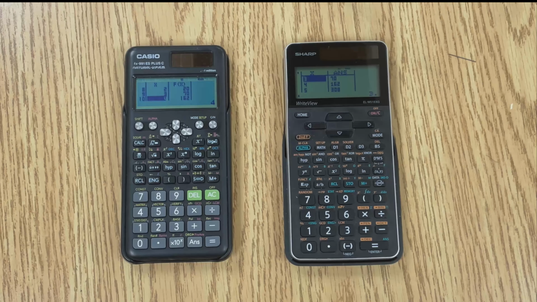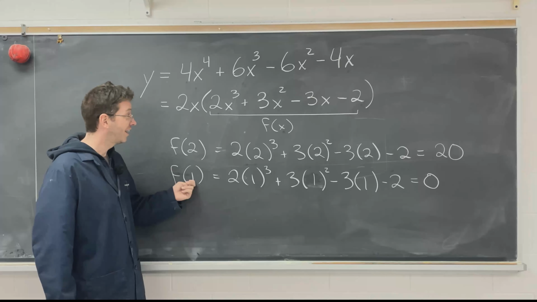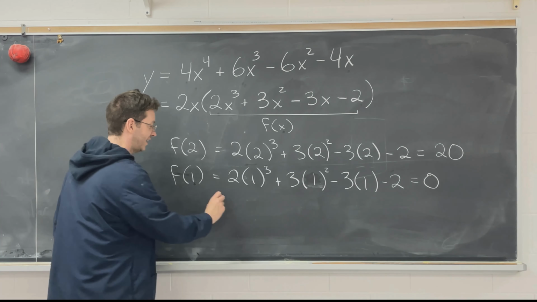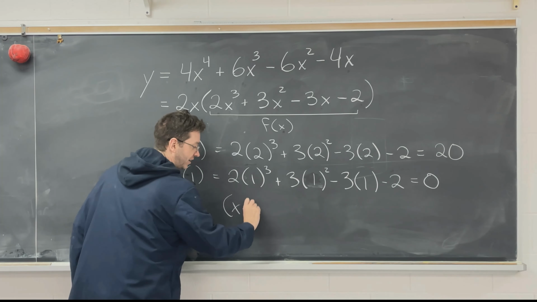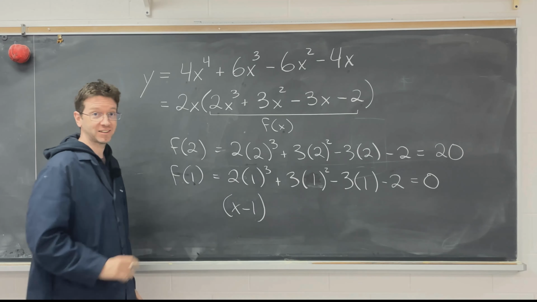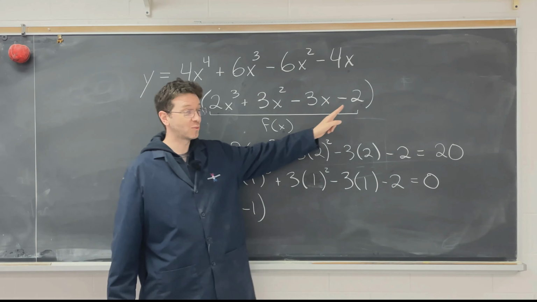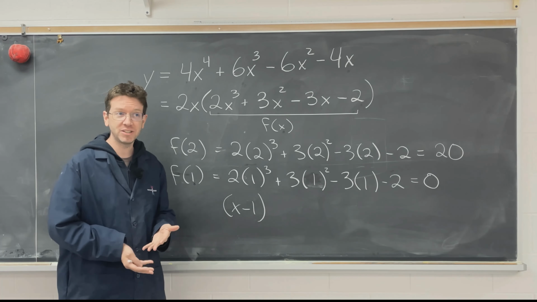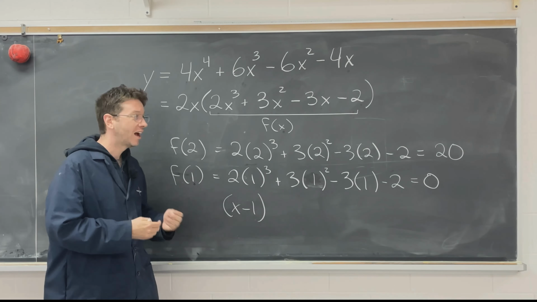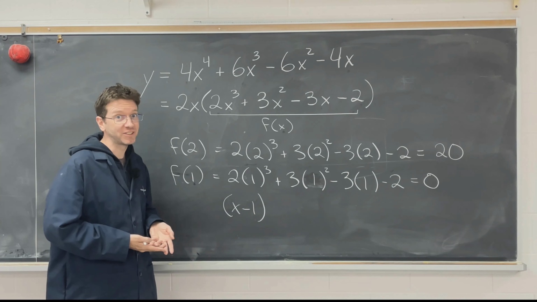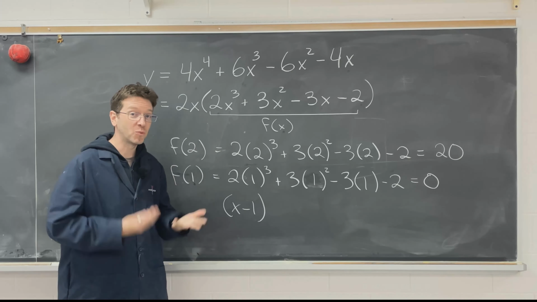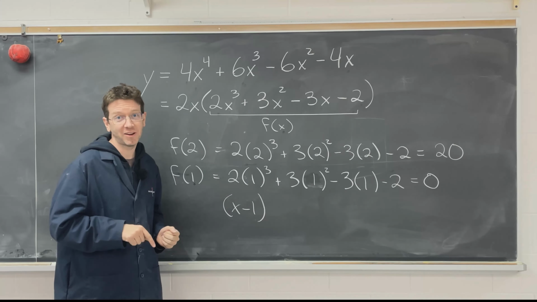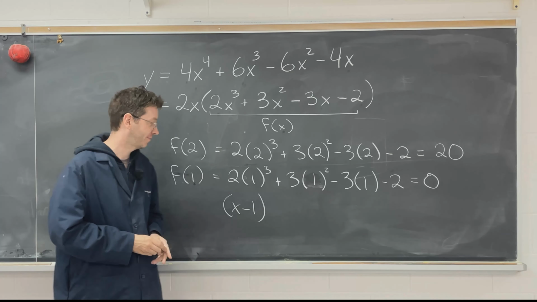All right, let's continue. Now that we know that x can have a value of 1 with no remainder, we can say that x minus 1 is a factor. So we can pull out x minus 1 from this. How we're going to do that is with long division or synthetic division. I've made a previous video of long division. You can check that out here. If you want me to make a video showing you synthetic division, let me know in the comments and I'll go ahead and do that.